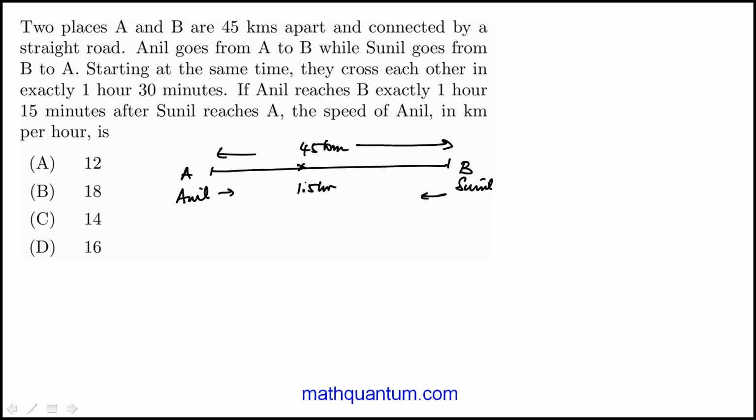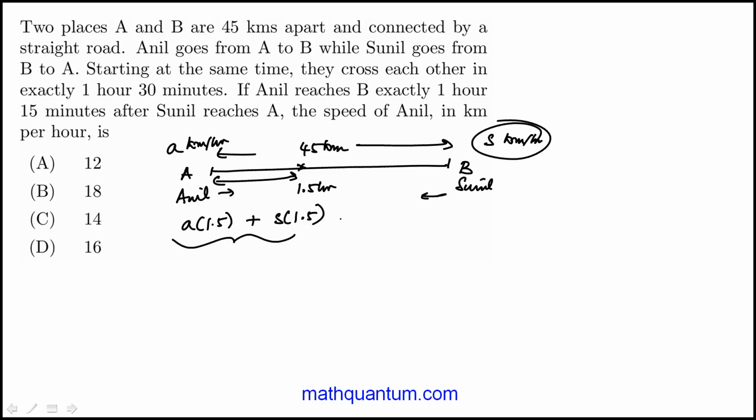Let's say they meet at this point, and I'll call the speed of Anil A so that I can keep track of it as a variable, and here S. The distance covered by Anil would be speed times the time, so A times 1.5. And the distance covered by Sunil would be S times 1.5. That sum has to equal 45 kilometers, the total distance they have collectively covered. So that simplifies to A plus S is 30, and these speeds are in kilometers per hour.